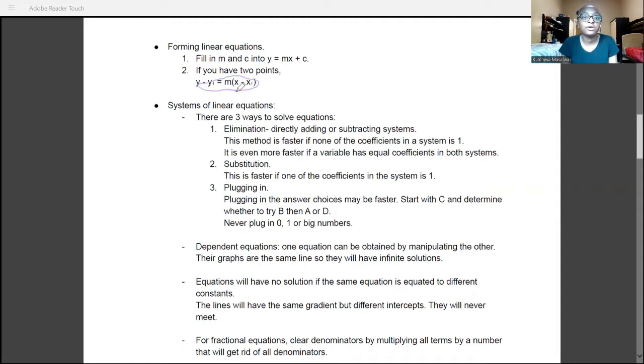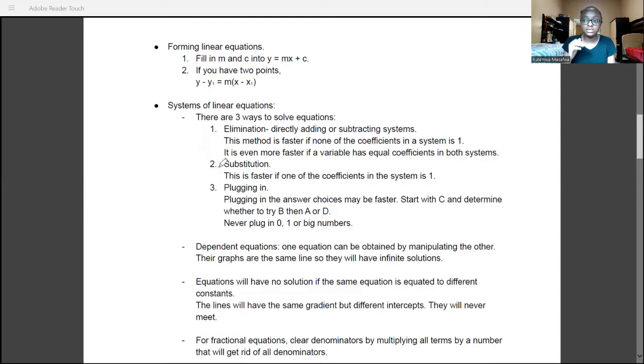There are 3 methods that you can use to solve linear equations. You have the elimination method, which is directly adding or subtracting the systems. Then you have the substitution method, where you make one the subject of the formula in one of the equations and then plug it in. And then there's also plugging in. This is like a backwards method. So first of all, we'll focus on elimination and substitution.